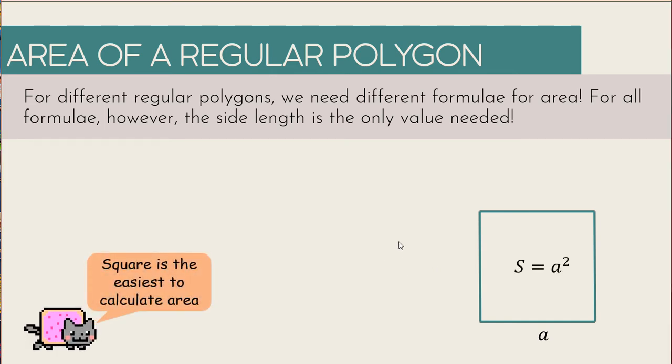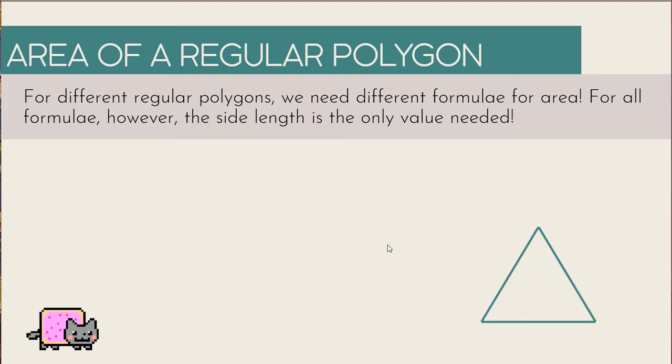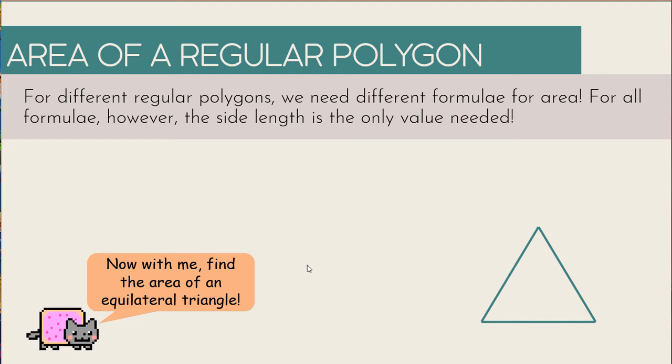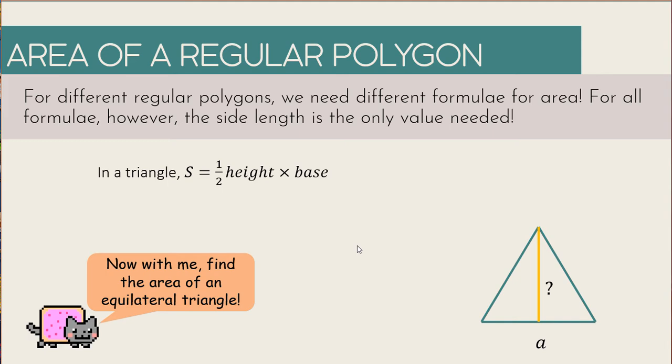Okay, we begin with a square because it is the easiest to calculate. If the side length is a, then the area of the square is a squared. Now, back to the three-sided polygon, which is the triangle. Now let's try to find the area for an equilateral triangle. We know in advance that in a triangle, S is equal to half of the product of height times base. We know that the base is a, so all we need to do is to find the height of an equilateral triangle.